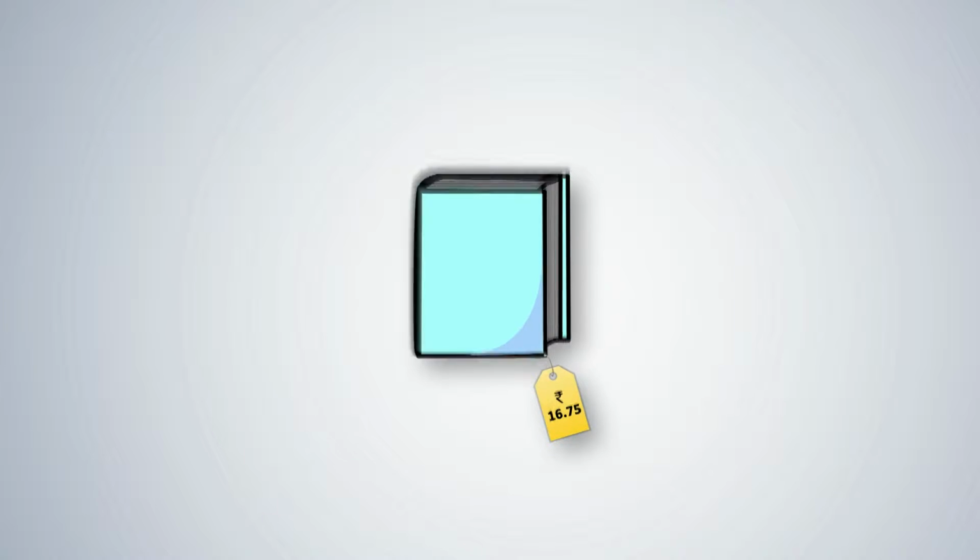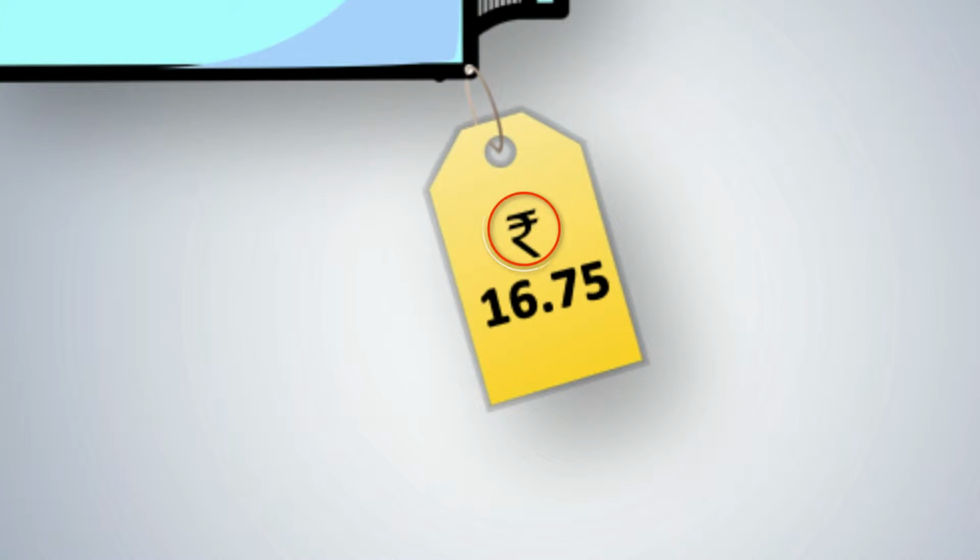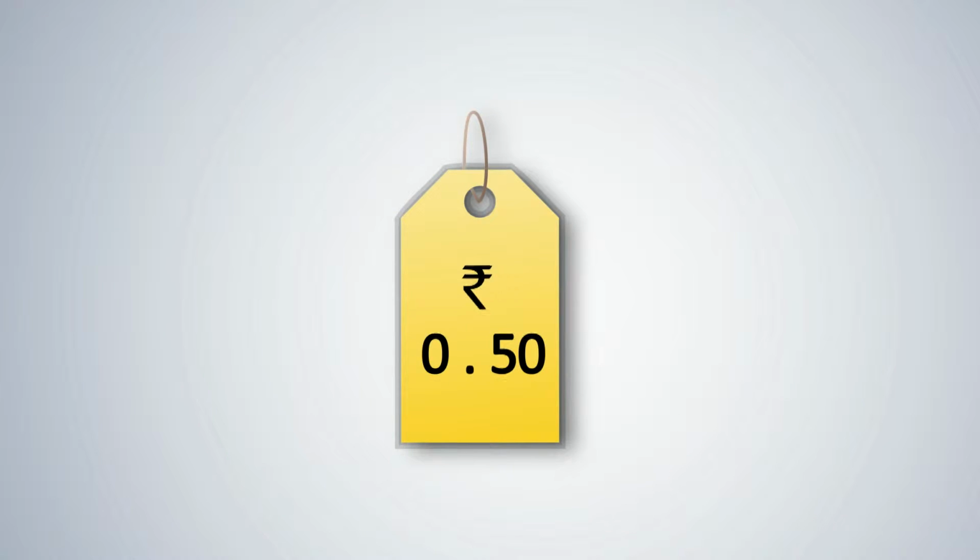Children should be familiar with the symbol for the Indian rupee. We write it as rupees 16.75. A point separates the rupees and paise. If some article were to cost less than a rupee, say 50 paise, we write it as rupees 0.50.